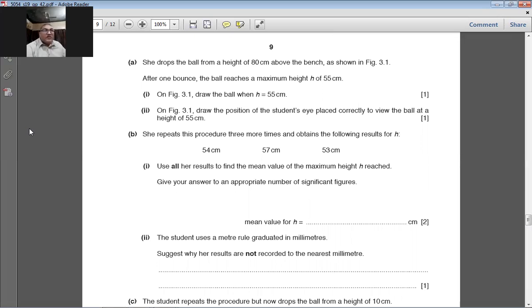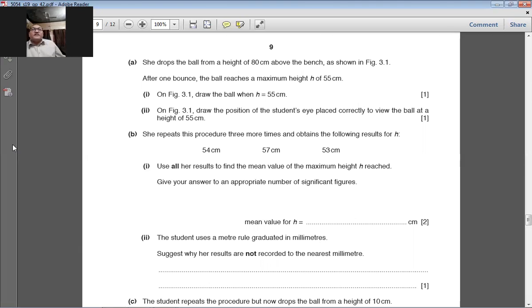So after the first bounce, the ball reaches only 55 centimeters, while it was dropped from 80 centimeters. Okay, so after the bounce, it will gain a height of 55 centimeters. On figure 3.1, draw and label the ball when h is 55 centimeters.